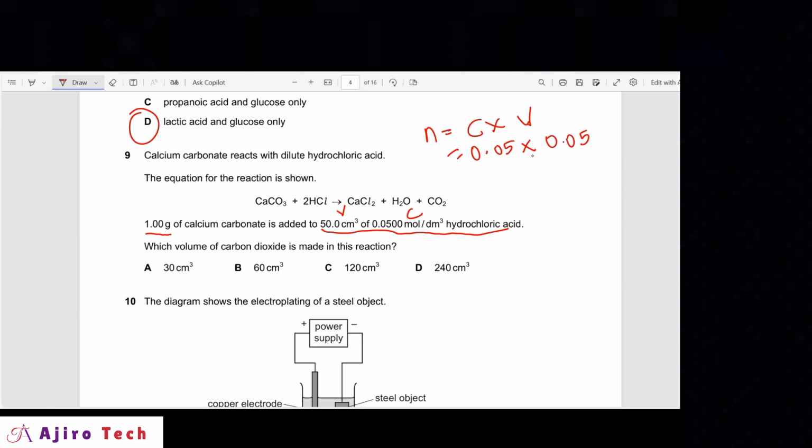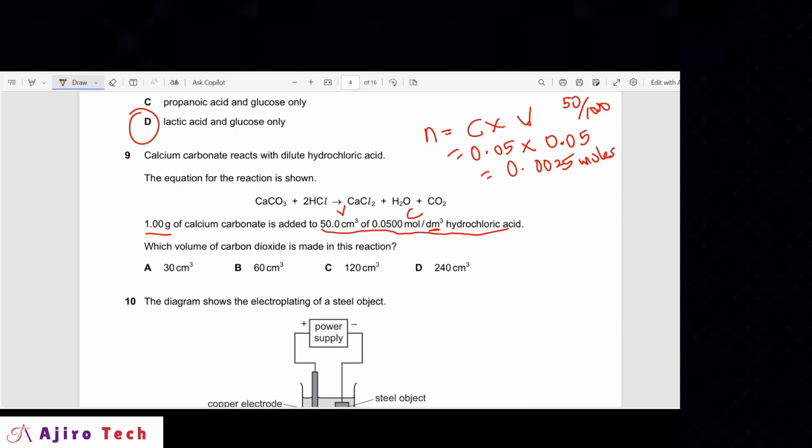So always remember that your volume needs to be in the same unit as the volume part of the concentration. So that is what we did here. I'll just write it here in case: 50 divided by 1000 to change the volume to dm cubed. So we have 0.05 multiplied by 0.05. So we have the number of moles to be 0.0025 moles.